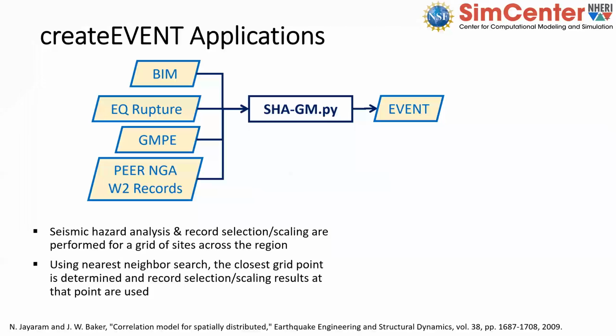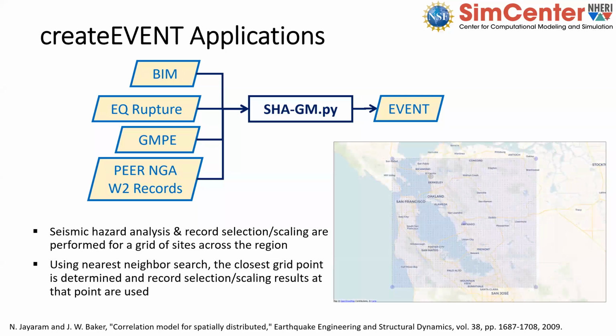And another alternative for defining the event input on the structure is another application we call SHAGM. This application basically uses seismic hazard analysis and ground motion record selection and scaling to find ground motions at, again, this grid of sites across the region. It creates a grid and finds the ground motion at each point, and then it uses, again, nearest neighbor search to do the analysis of the building. For this application, we might need to provide more information, things like the earthquake rupture, the geometry and the magnitude, a ground motion prediction equation, and a database of ground motion records, such as PEER NGA West 2 records, for instance.